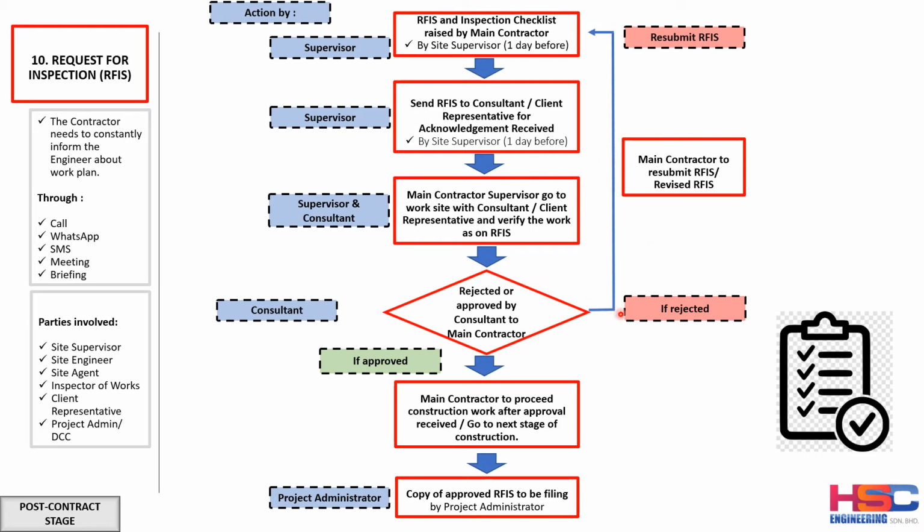And if the inspection is rejected, as you can see here, then the main contractor has to rectify the work and resubmit the revision. They will go back here. Once the work has been rectified, they will resubmit the request for inspection. And if approved, then the main contractor proceeds with the construction work.